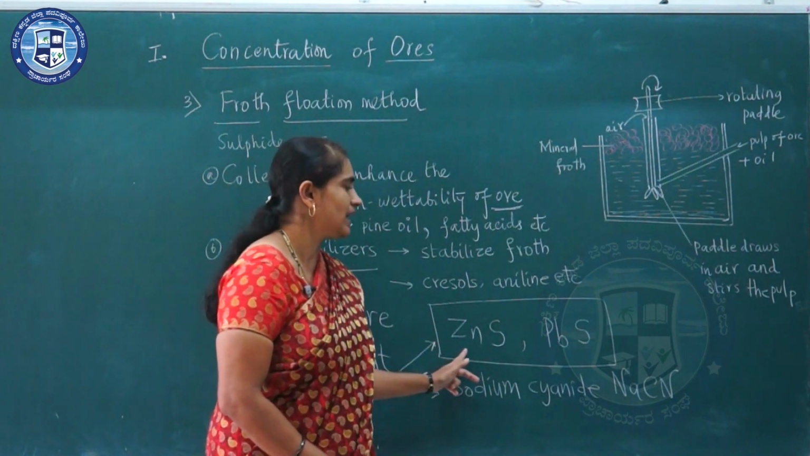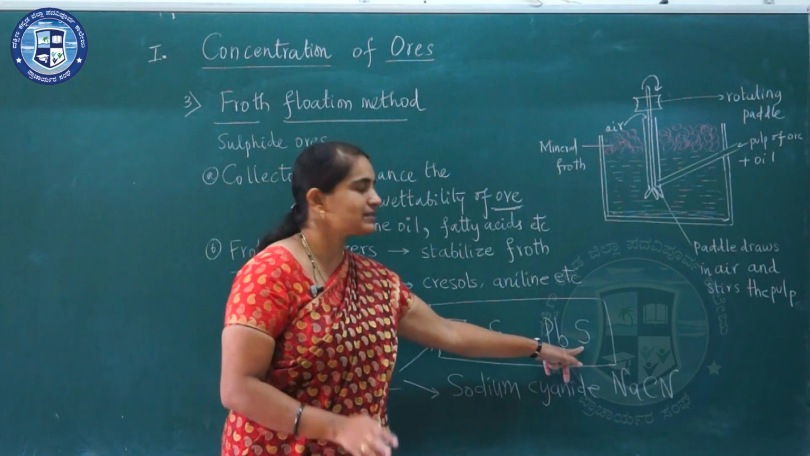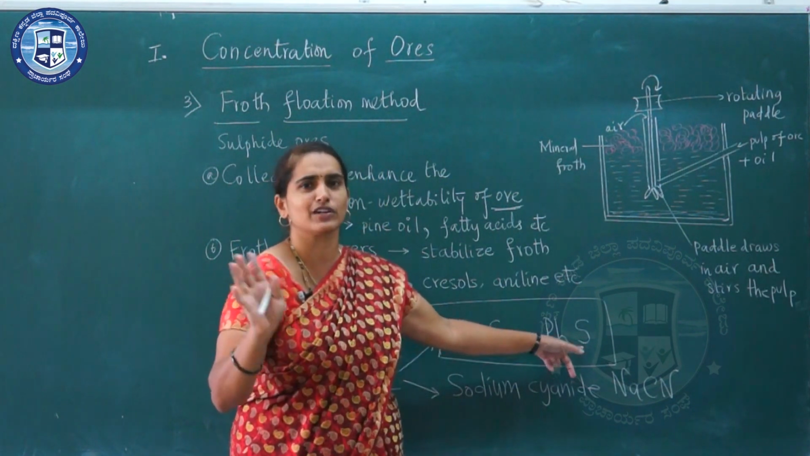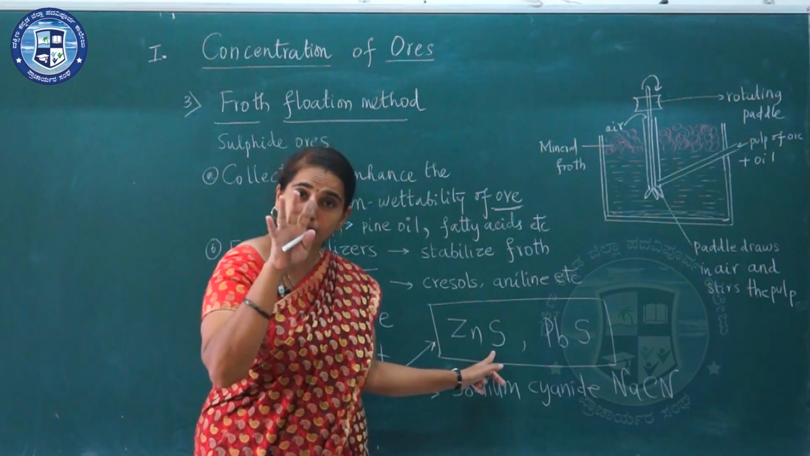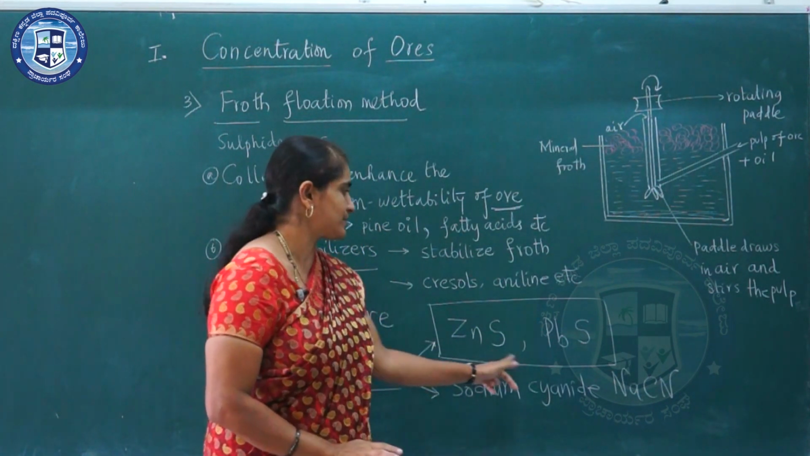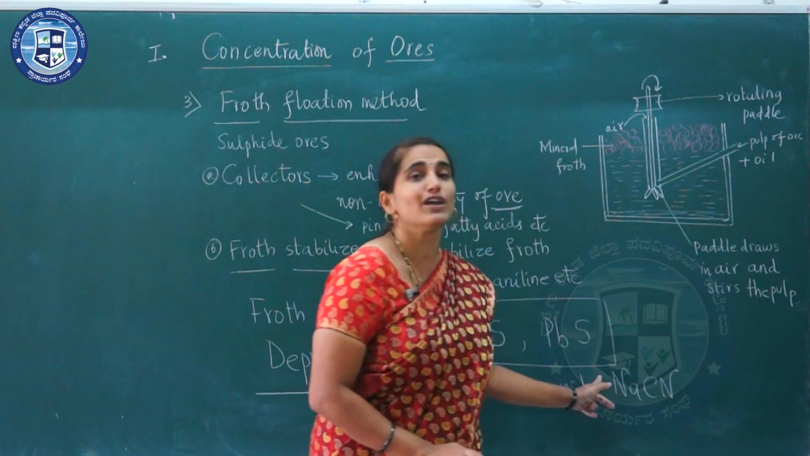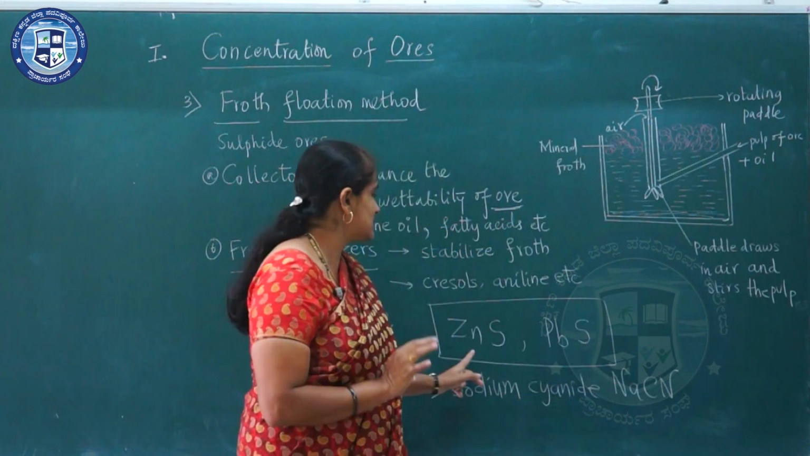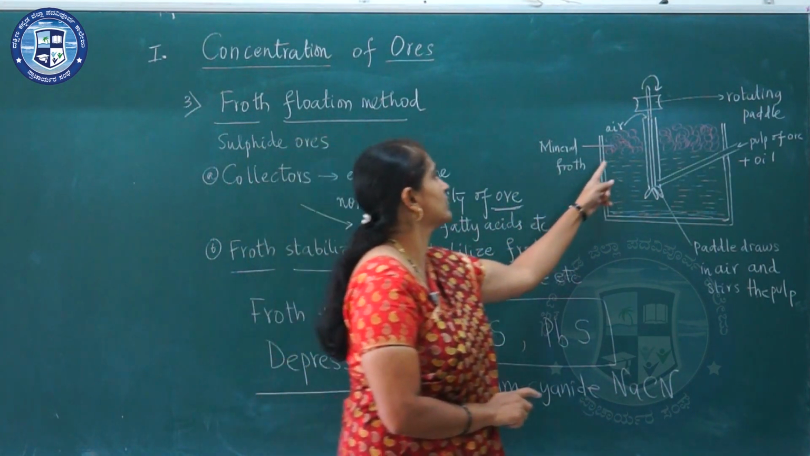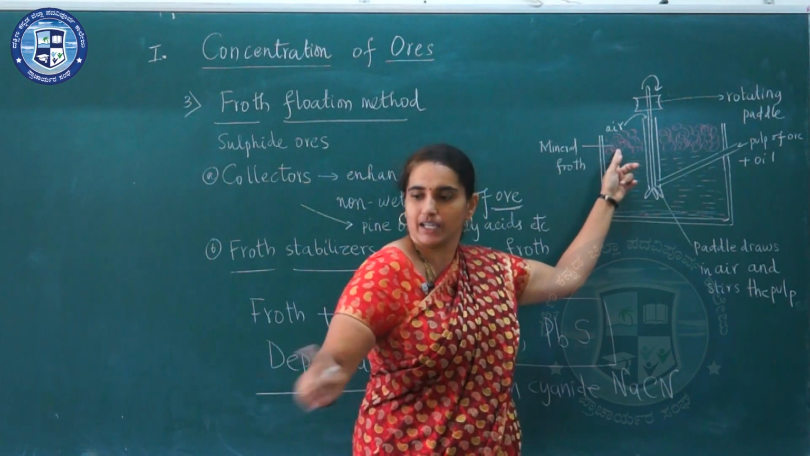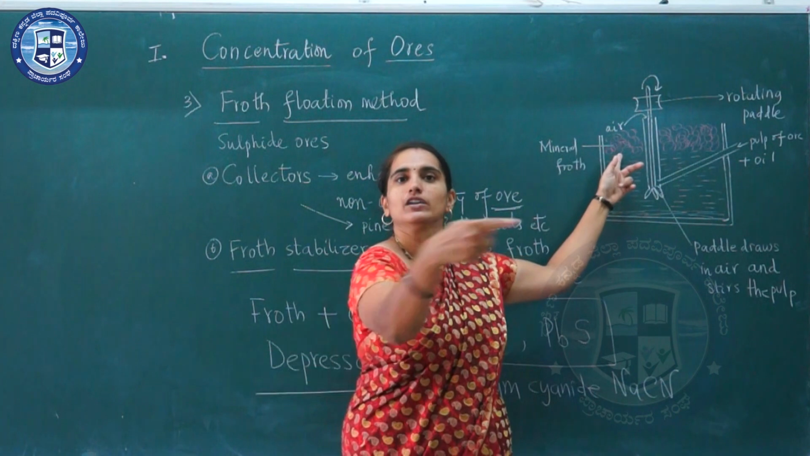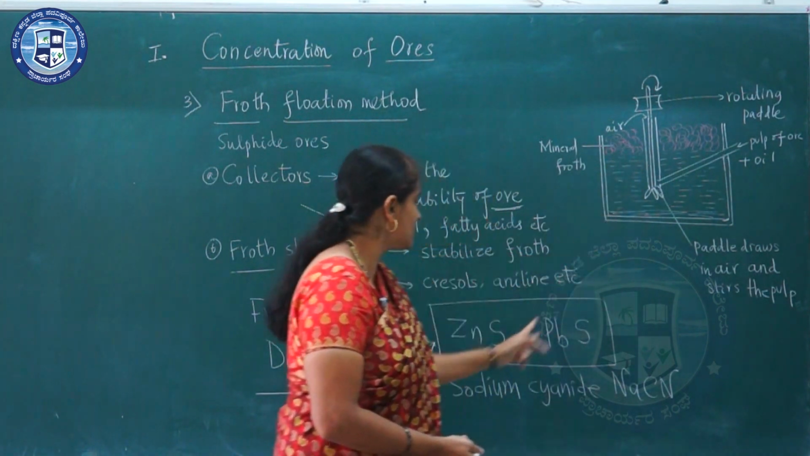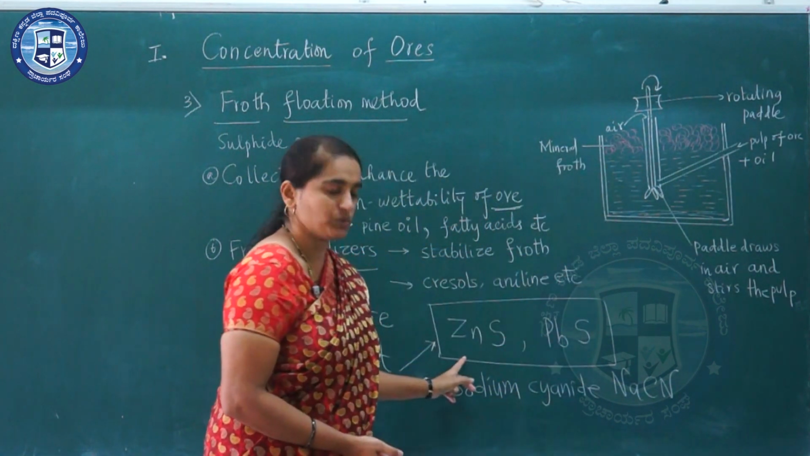The PbS, this being a sulfide ore, will go along with the froth. It will tell the froth, I'll come. It will go. But this zinc blende also wants to go actually. But what does this sodium cyanide do? It will not allow the zinc blende to come along with the froth. It will say, hey, you don't go. Your zinc blende, no, you sit here. Your PbS, you go. So it will separate the two.